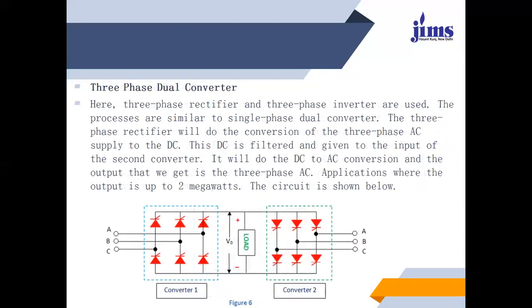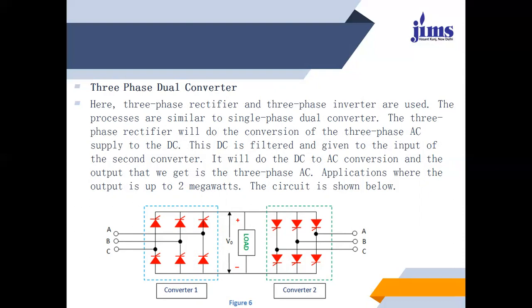Three-phase dual converter: here a three-phase rectifier and a three-phase inverter are used. The processes are similar to the single-phase dual converter. The three-phase rectifier with load converts the three-phase AC supply to DC. This DC is filtered and given to the input of the second converter. It will do the DC to AC conversion, and the output that we get is three-phase AC.